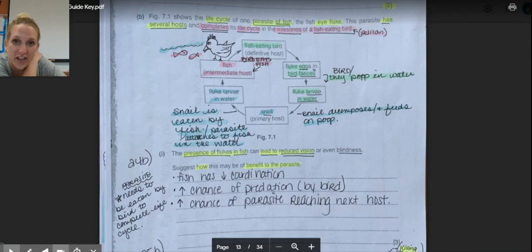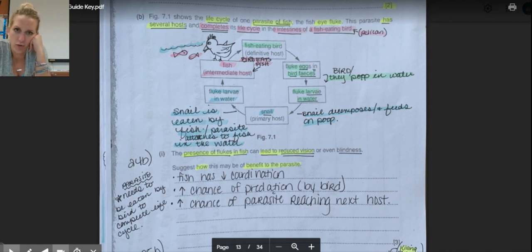The parasite completes its life cycle in the intestines of a fish-eating bird. So I just put pelican there for you to be thinking, okay, something like a pelican, a fish-eating bird. We don't say, hey, look at that fish-eating bird. So I just try and put real words to it.